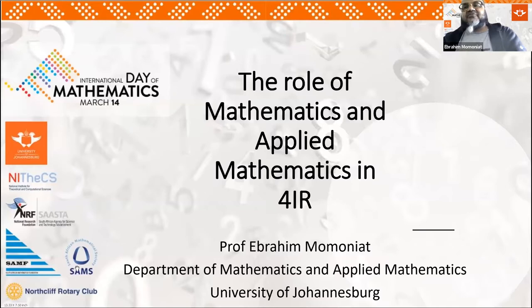The South African Math Foundation, Prof. Jordan spoke about what they do. In particular, the maths competitions, and then the Northcliffe Rotary Club. Now, Rotary, if you don't know, does a lot of outreach work, assistance in communities in need, etc. So if you look at just the labels on the left, it gives you an indication of the breadth and depth of support you can receive if you are interested in mathematics, if you want to take mathematics further, if you want to use mathematics to make a contribution to society.